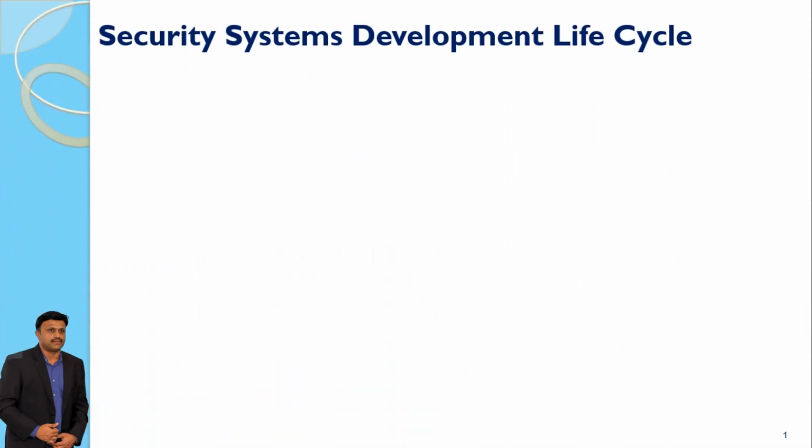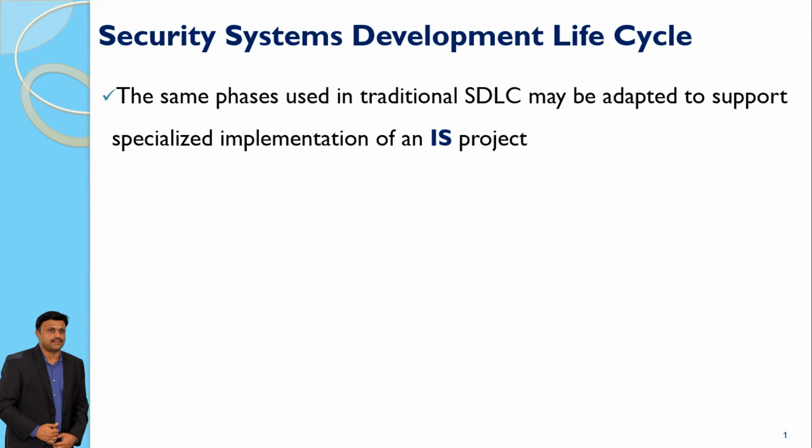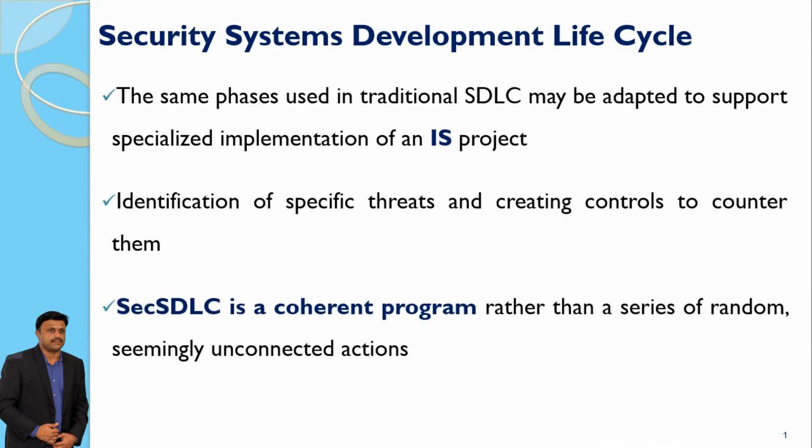The same phases used in traditional SDLC can be adapted to support specialized implementation of an information security project. This involves identifying specific threats and creating controls to counter them. The Security Systems Development Life Cycle, or SEC-SDLC, is a coherent program rather than a series of random, seemingly unconnected actions.